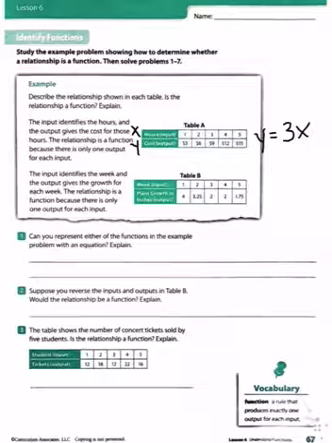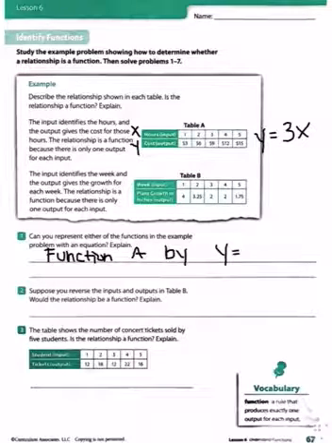We would multiply. 3 times 1 is 3. 2 times 3 is 6. 3 times 3 is 9. 4 times 3 is 12. 5 times 3 is 15. And so for the first one, function A can be represented by y equals 3x.